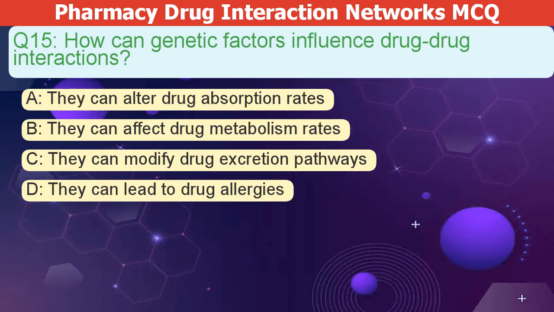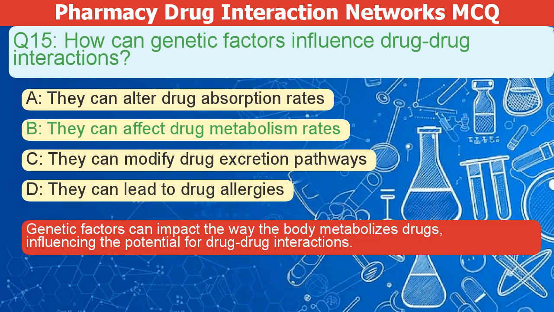How can genetic factors influence drug-drug interactions? A. They can alter drug absorption rates. B. They can affect drug metabolism rates. C. They can modify drug excretion pathways. D. They can lead to drug allergies. The correct answer is B. Genetic factors can impact how the body metabolizes drugs, influencing the potential for drug-drug interactions.